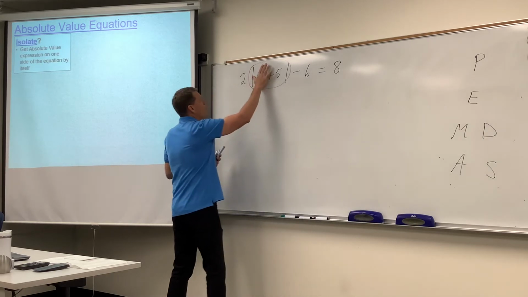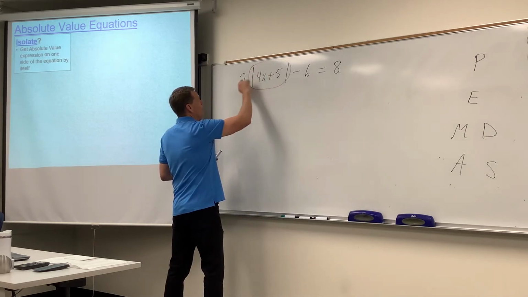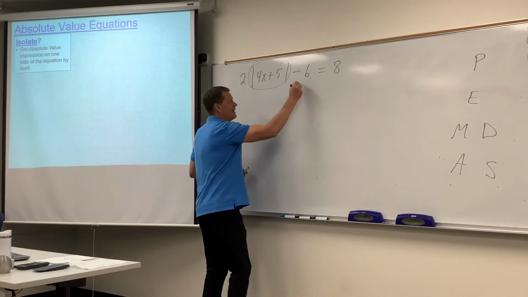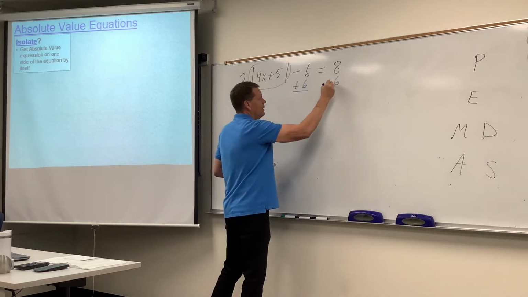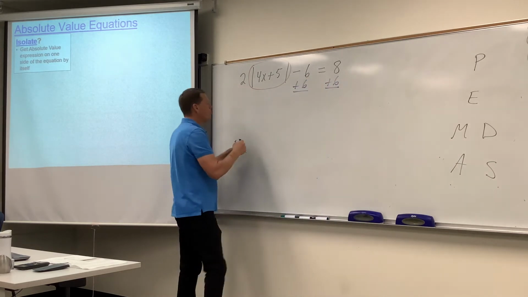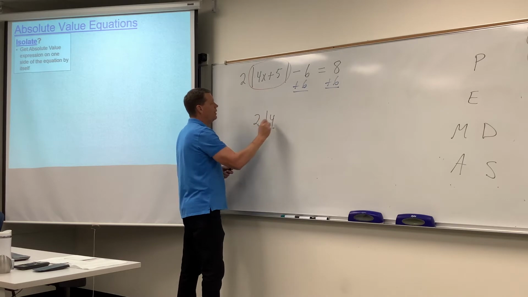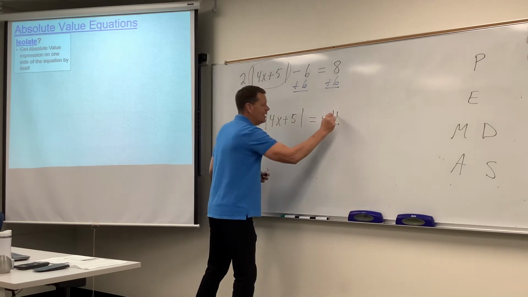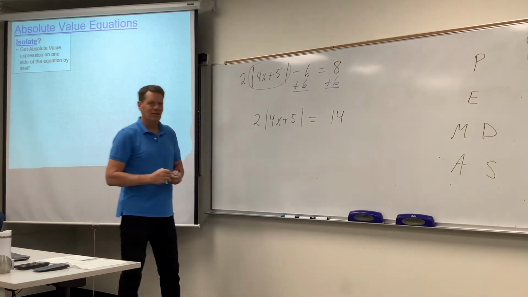So, anyway, if you looked at this, wouldn't the furthest operation here be the subtraction? So we should first of all add that 6 over to the other side. See, that's the furthest operation from the absolute value. So, the equation transforms now into this once we add the 6 over.